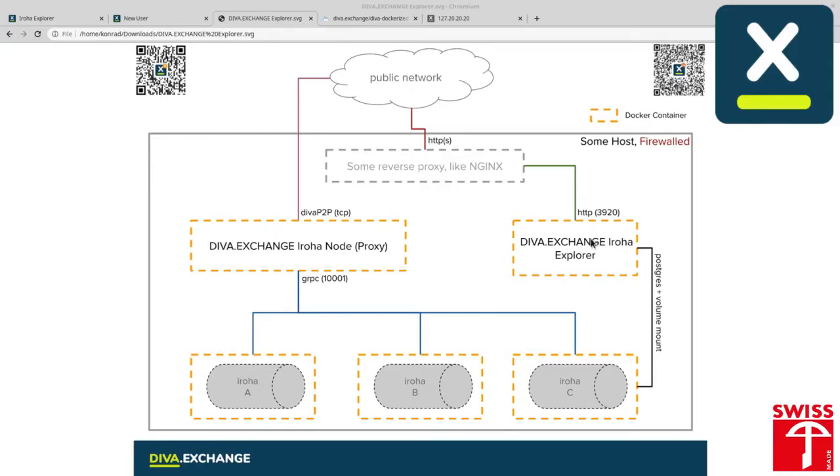This is a Node.js application containing an HTTP server to present the user interface, and internally it's connected over a volume mount and the Postgres link to any of your local Iroha blockchain nodes. Here it's connected to node C, but it can be any of the nodes. It's very important on how to get this code and how to start it, and that's quite simple.